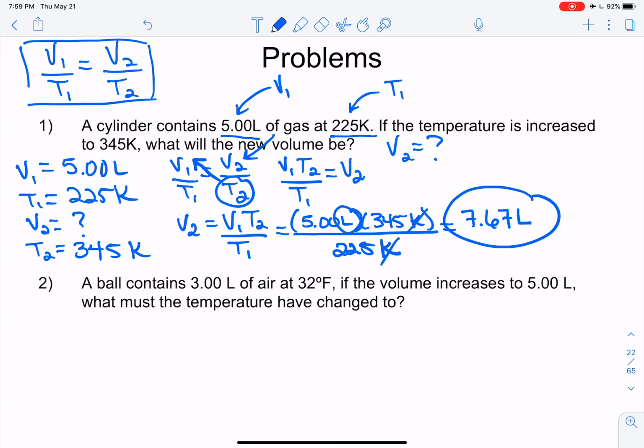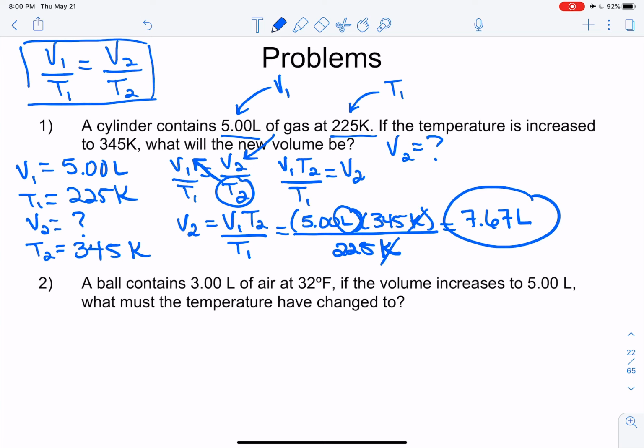Now, number 2 says a ball contains 3 liters of air at 32 degrees Fahrenheit. If the volume increases to 5 liters, what must the temperature have changed to? Now, before we do any math on this one, let's just think about what we're looking at. We've got a ball that has 3 liters of air inside, and it's 32 degrees outside. So that means it's freezing. If the volume increases to 5 liters, what did the temperature have to change to?